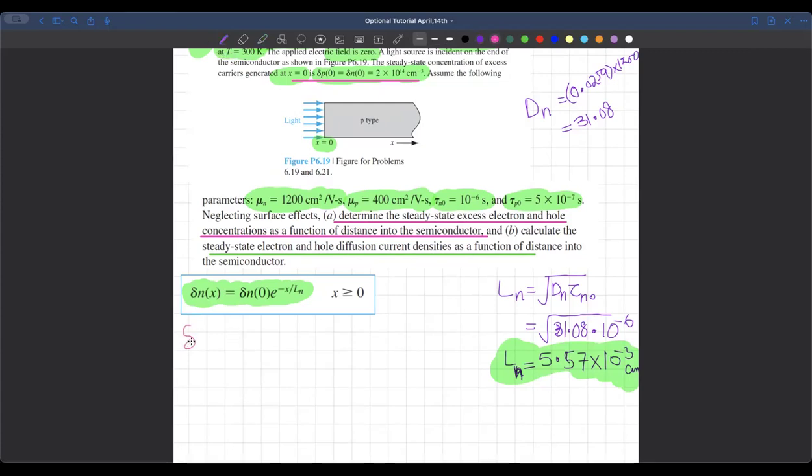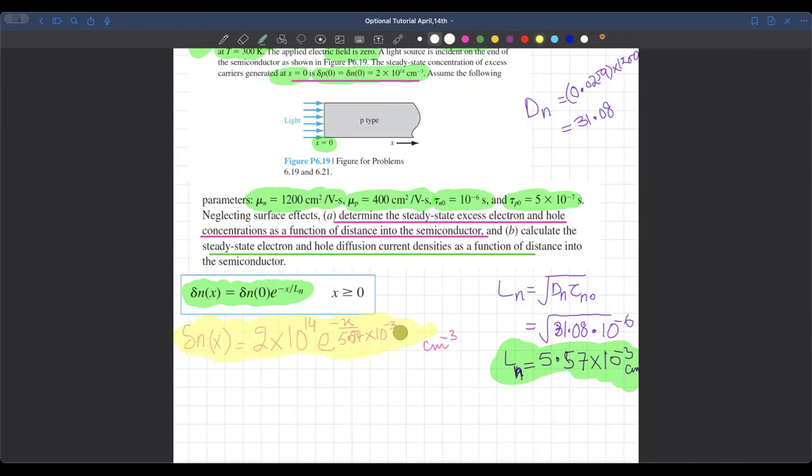Okay, now this thing is going to be at like n naught is 2 × 10^14. You are already given that value, 2 × 10^14 exponential minus x over Ln. Ln is 5.57 × 10^-3. Okay. So yeah. And the units are, again, the concentration is per centimeter cube. So you got this thing, right?